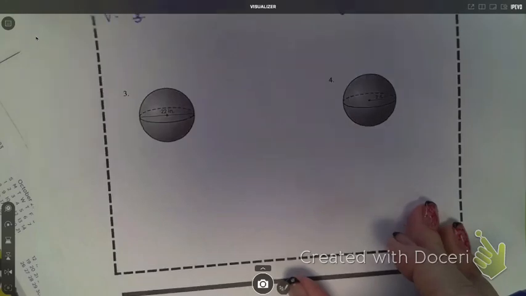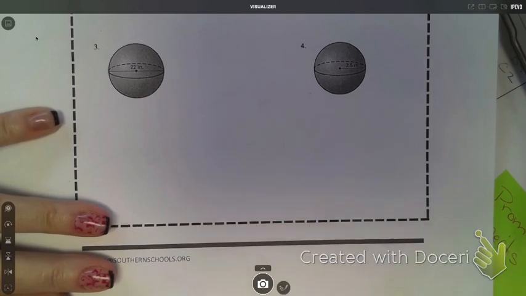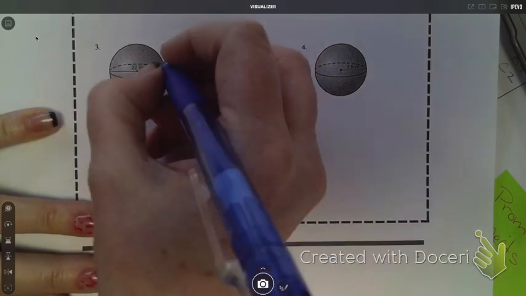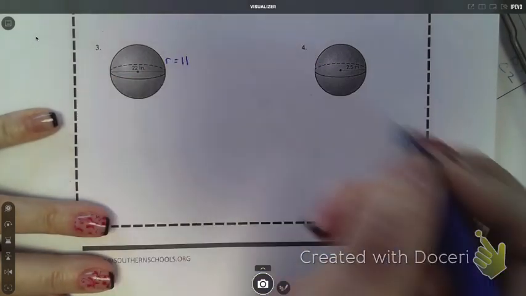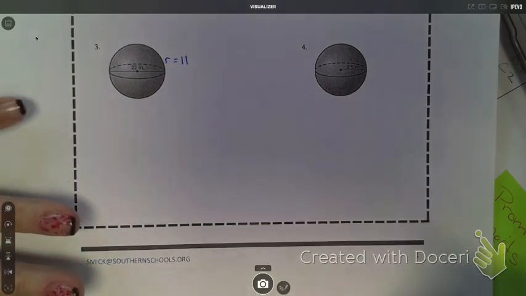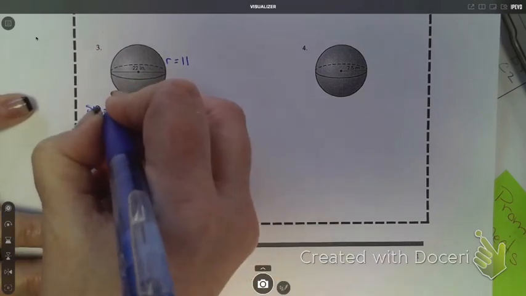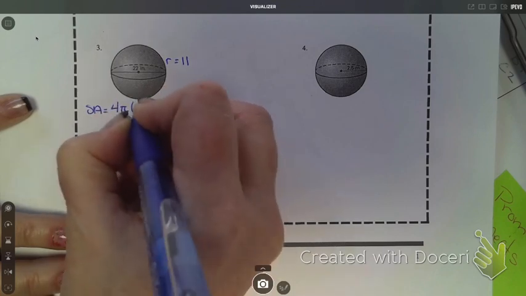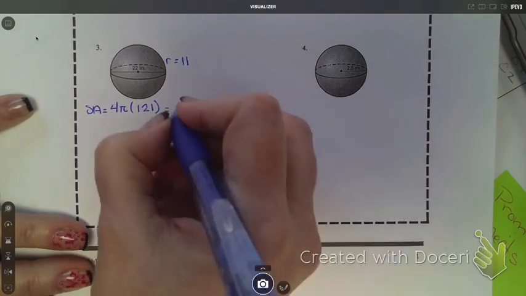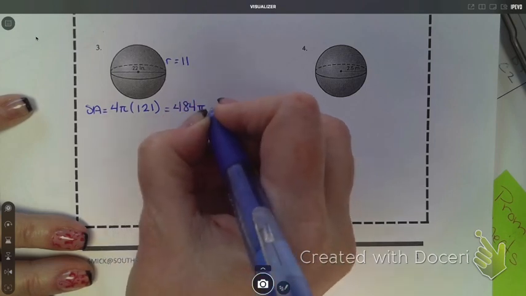What's different about this one? That's going all the way across. And what is that then? It's the diameter, and I need the what? Radius. So what's the radius? 11. So should you say r equals 11 on there so your brain doesn't use 22? Yeah. Okay. So surface area is 4 pi times 121. So I'm pretty sure that's 484 pi inches squared.